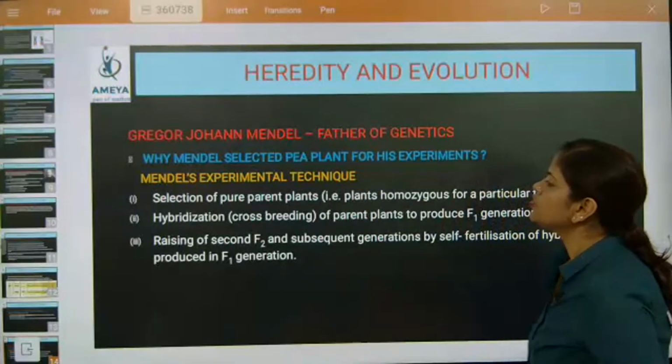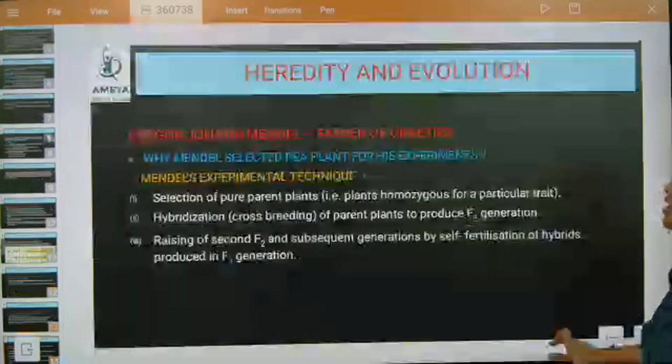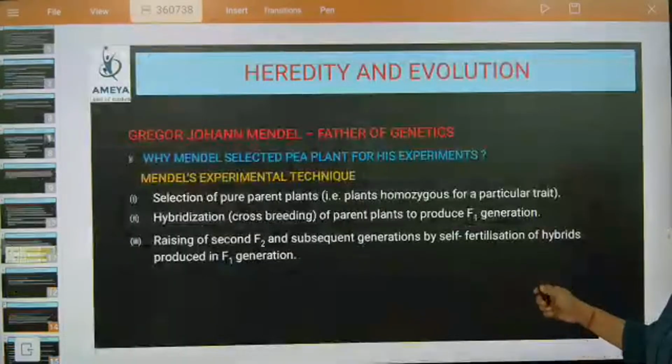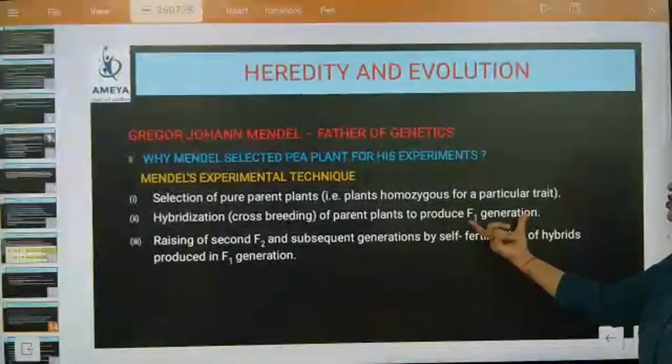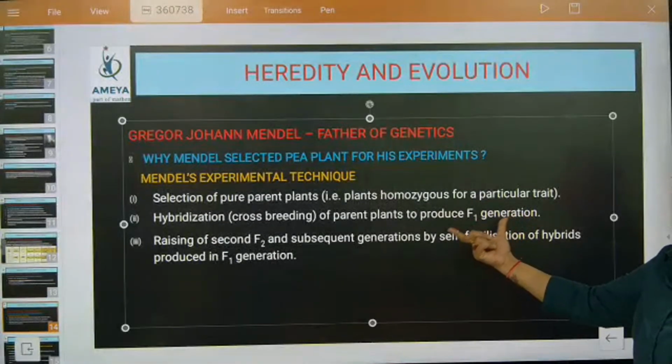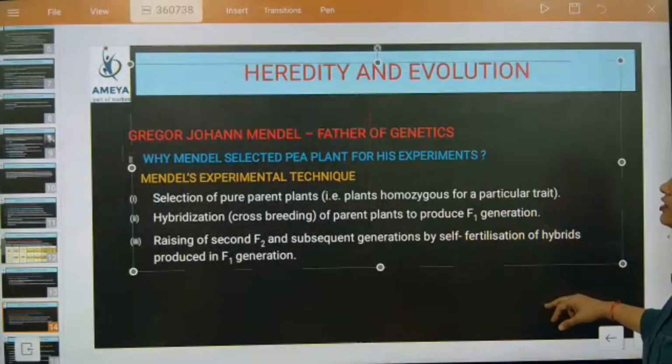So now look here. Hybridization of parent plants to produce the F1 generation is done. Then, raising of the second and subsequent generations by self-fertilization. The first one is done with effort, the second one is obvious. Understood? So now we will go for the next one.